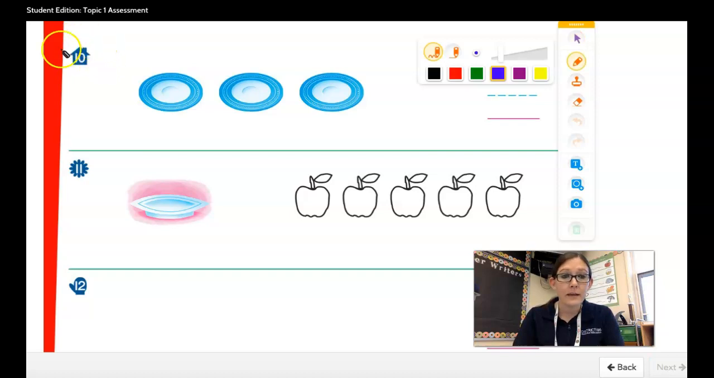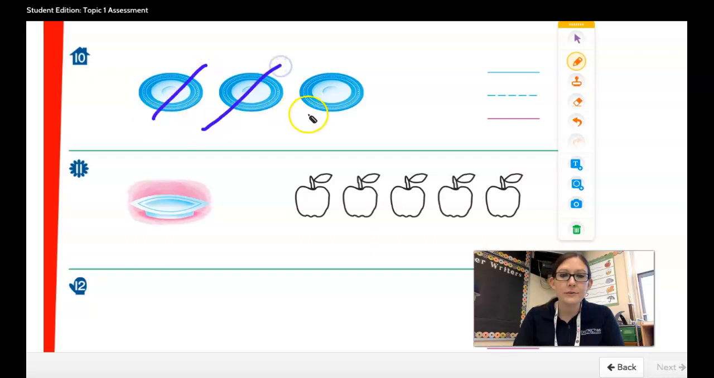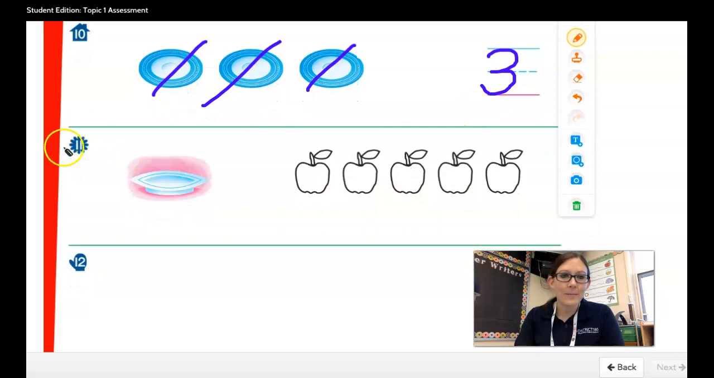All right, are we looking at number 10, house? We need to count the plates and write the number to show how many. Can you count them with me? 1, 2, 3. Let's write the number 3 to show 3. Round the tree, around the tree. That's the way to make a 3. Very good. All right, number 11, flower.